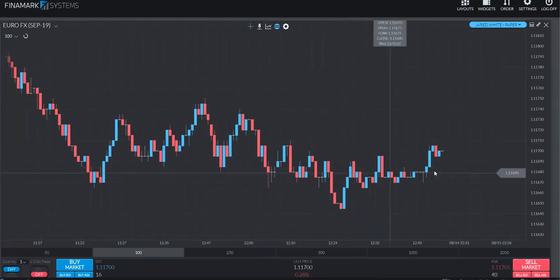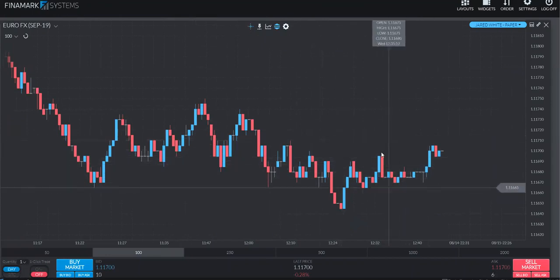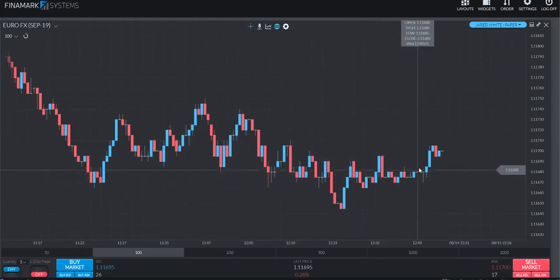So each of the ones on your screen right now have only been plotted after 100. In this case, because we're looking at futures, I keep wanting to say shares. After 100 contracts have been traded, okay? So each of these bars, boom, 100, boom, 100, boom, 100, boom, 100, boom, 100.